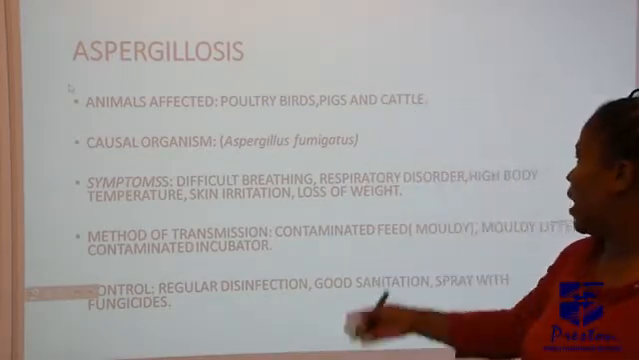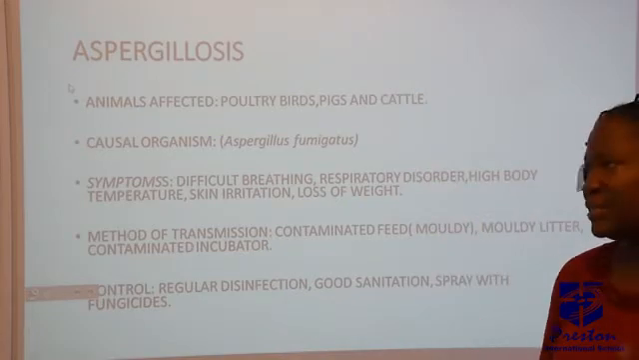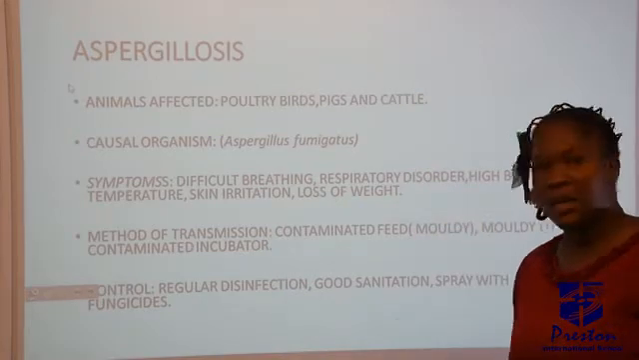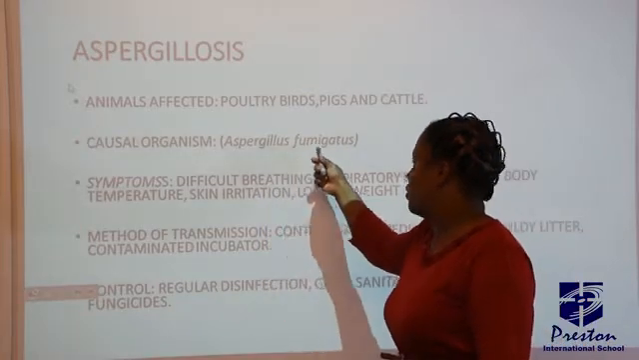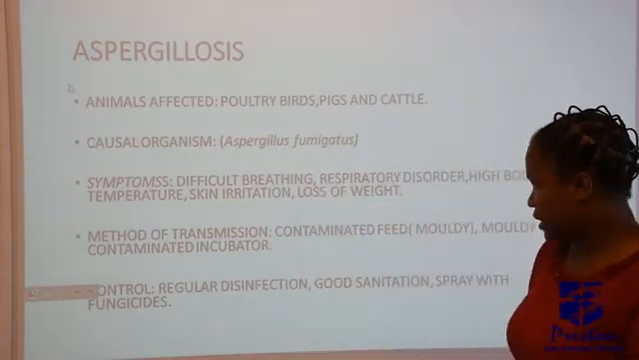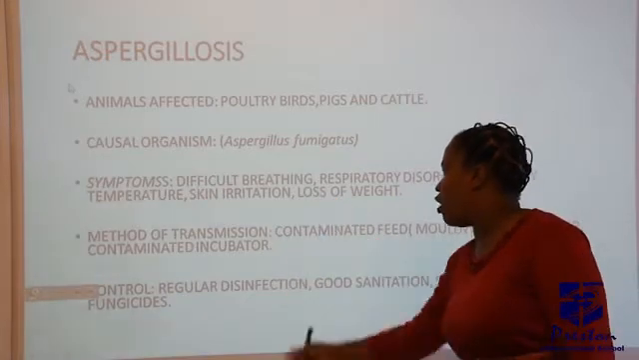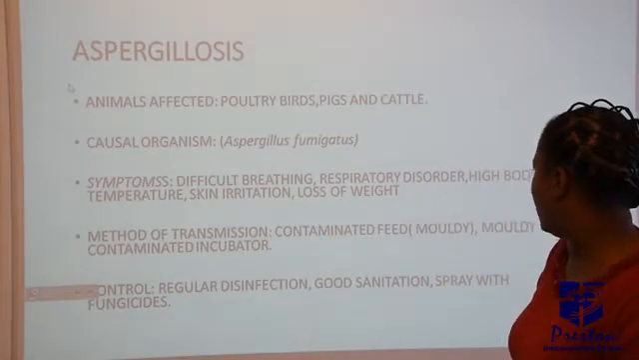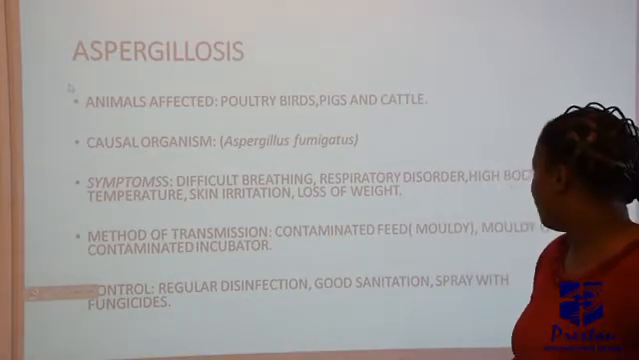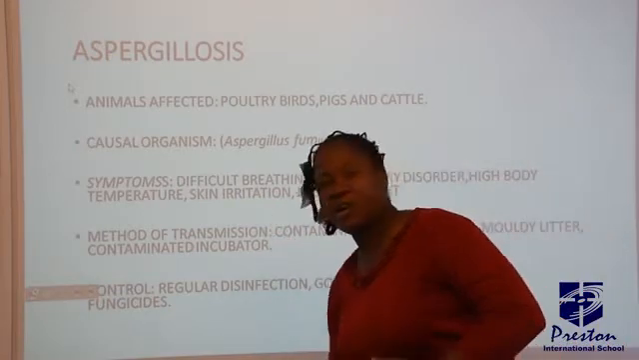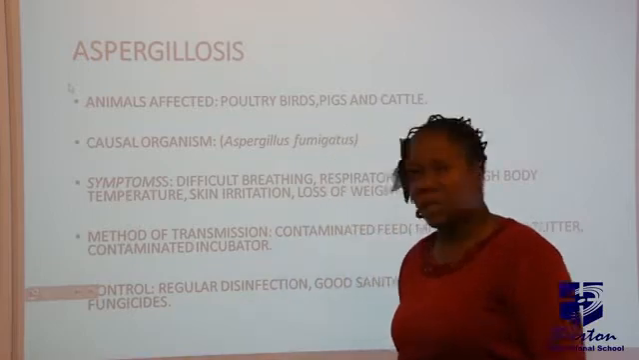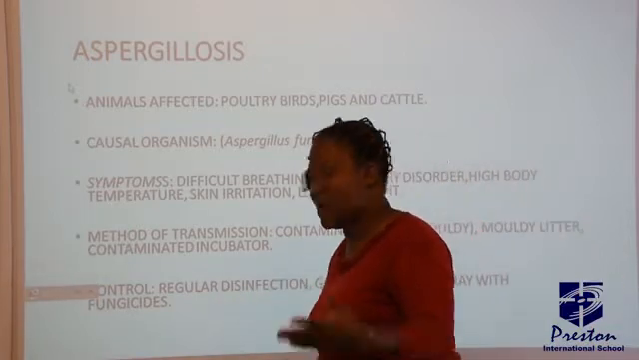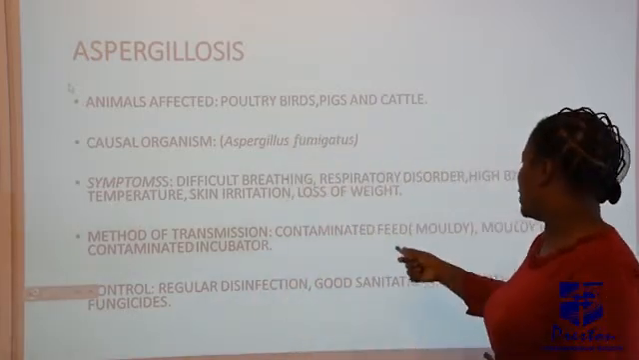Animals affected, we have the poultry birds, pigs, and cattle. Now let's look at the causal organism, the Aspergillus fumigatus. Symptoms: difficult breathing, that's laborious breathing, respiratory disorder, high body temperature, skin irritation, and loss of weight. Now, the method of transmission is through contaminated feed.